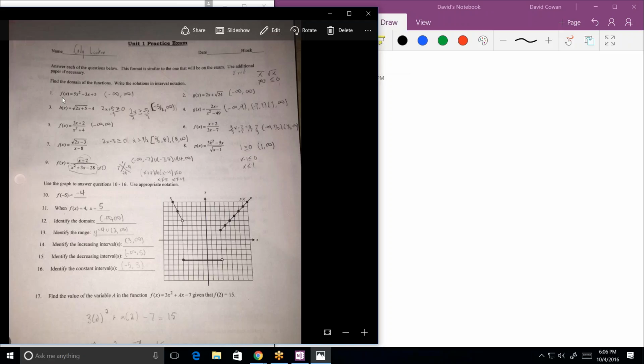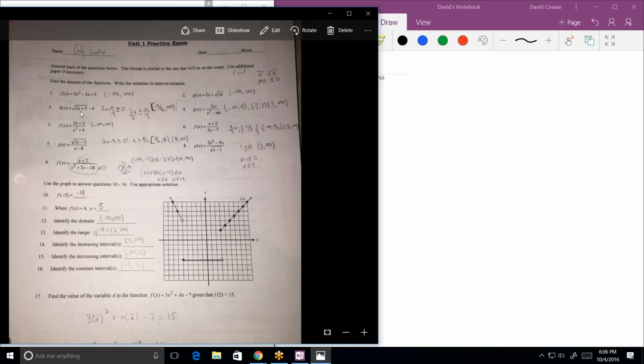If I look at the first function, there's no restriction on X. That's not going to be a problem. It doesn't violate anything. But if we look at number 2, same thing. As long as I'm taking the square root of a positive number, X can be positive or negative. Same, all reals, and that's the way you write all reals in interval notation.